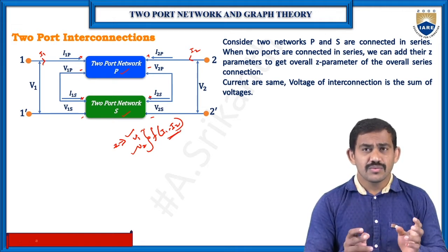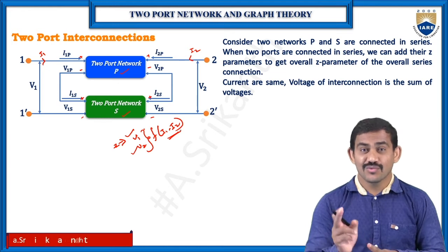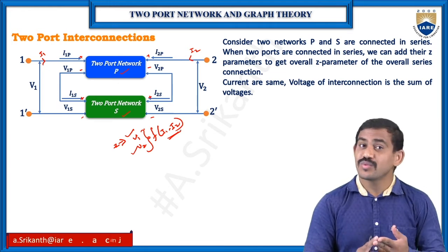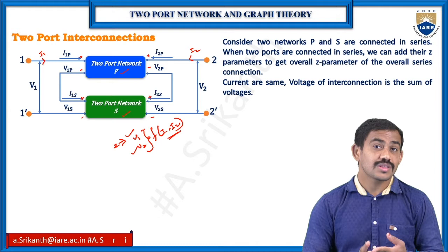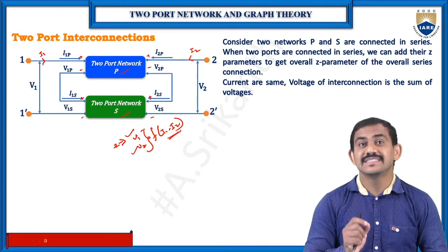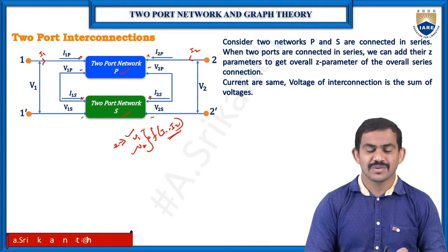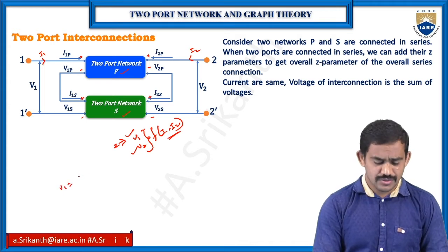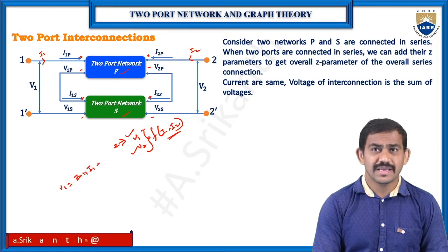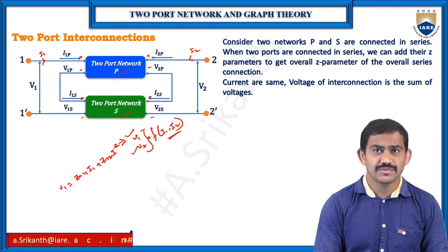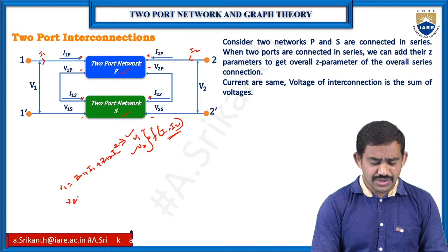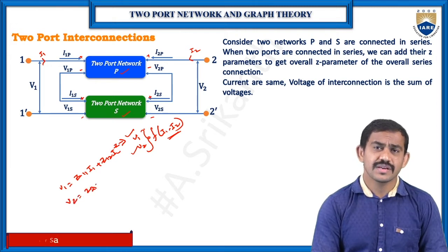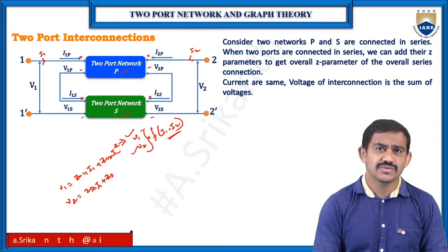Okay, so when the voltages and currents are the same, that means both are in series. When both are in series, we need to follow the Z parameter values. So what are the Z parameter equations? V1 equals Z11 I1 plus Z12 I2, and V2 equals Z21 I1 plus Z22 I2.